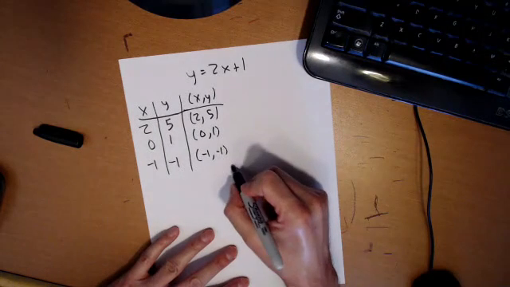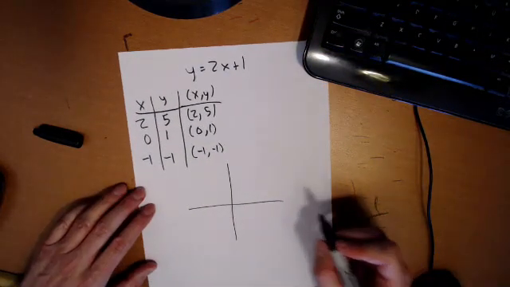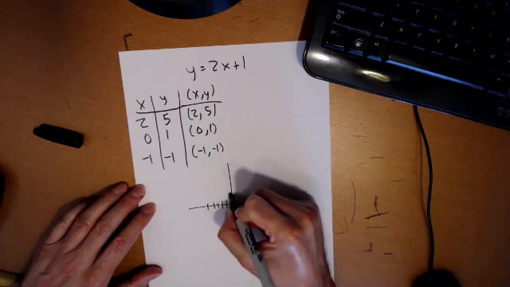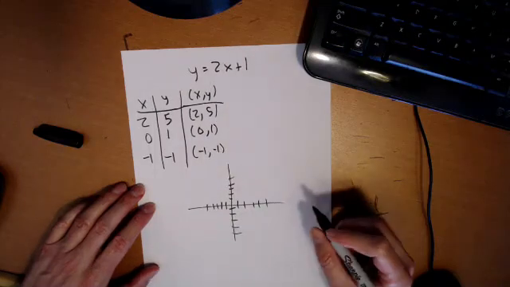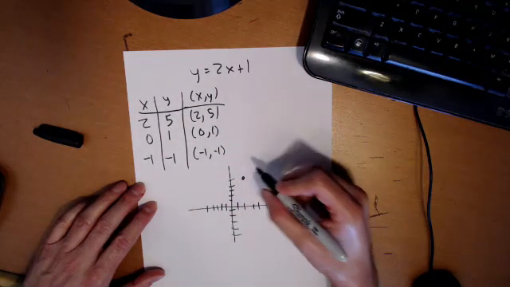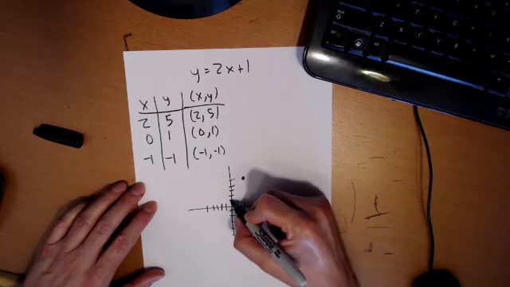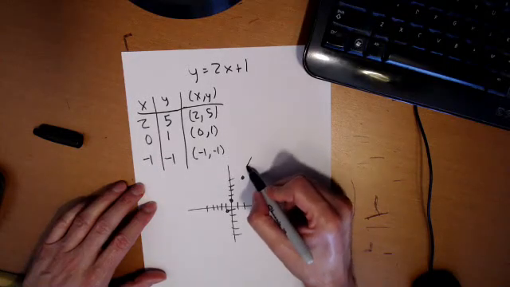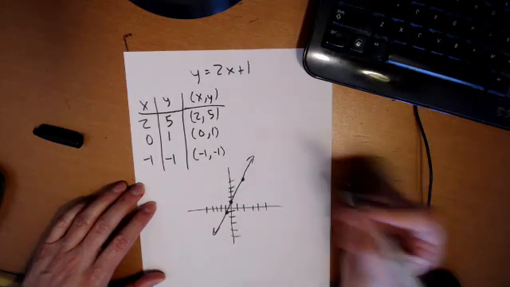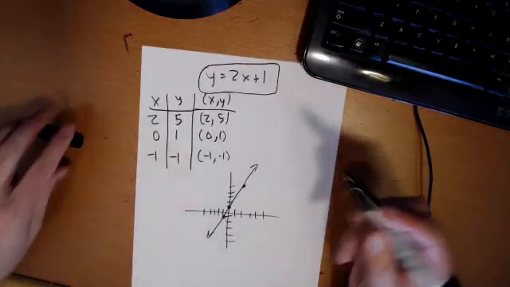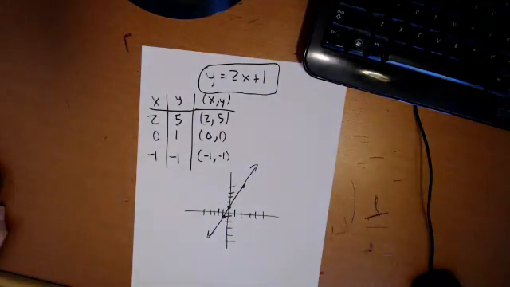And then they say, oh, hey, why don't you graph that? Check out what happens. 1, 2, 3, 4, 5. So over 2, up 5, over 0, up 1, back 1, down 1. And they say, oh, check it out, they all lie on a straight line. Ah, so this forms a line, and they're just trying to prove it to you. Okay. Let's move on to the next one.